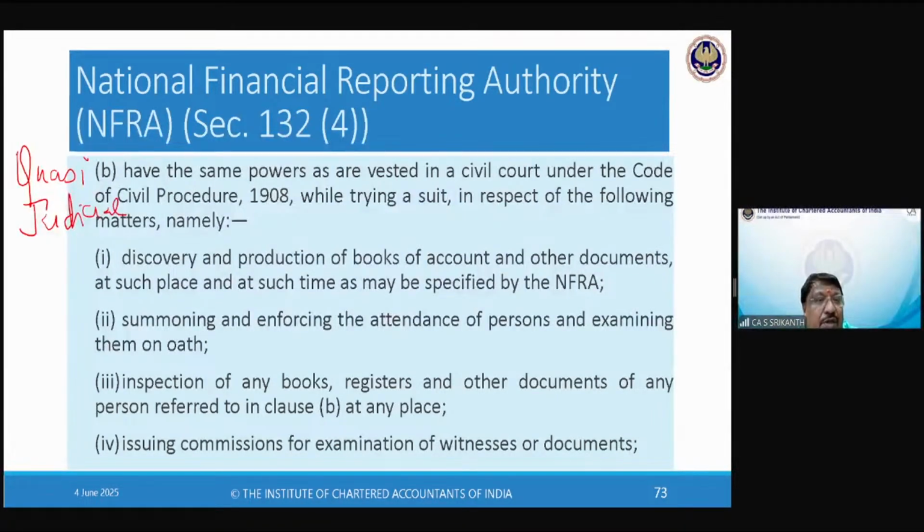You've seen many quasi-judicial bodies. Maybe, I don't know. In your syllabus, what is there? I don't see. Maybe final. Competition Commission, quasi-judicial body. Okay, SEBI itself is a quasi-judicial body. NCLT is a quasi-judicial body.